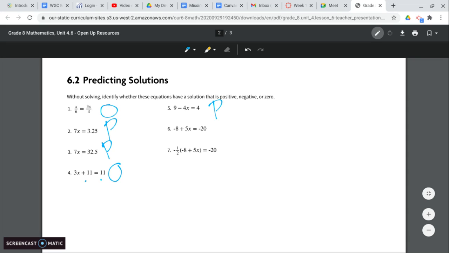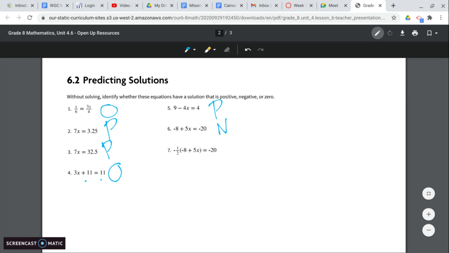All right. On number 6, we have negative 8 plus 5x equals negative 20. Will this be positive, negative, or 0? So we'd add the 8, but that's not going to change the negative 20 to a positive. And then we're dividing by a positive, so it's going to end up being negative.